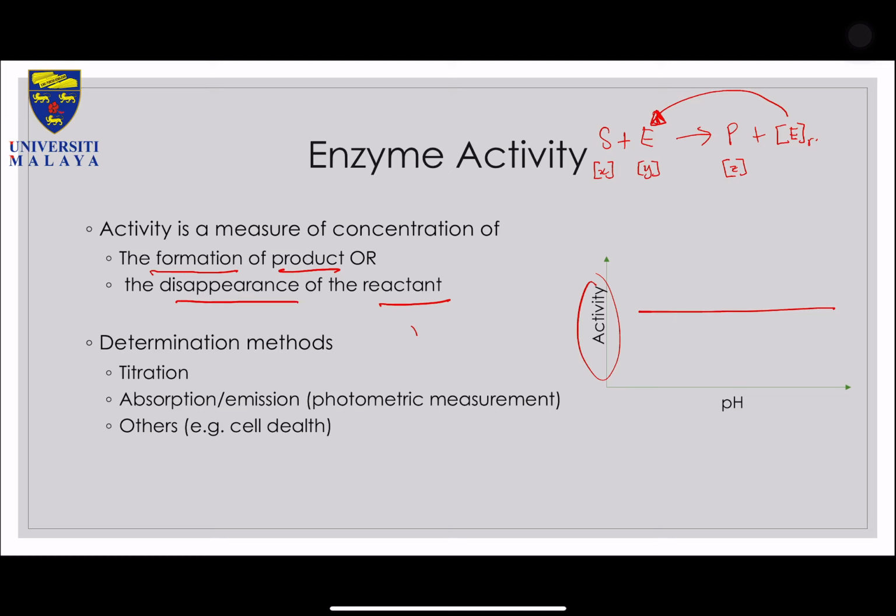Therefore, to determine the concentration of substrate or product, you can do some of these. For example, you can do a titration, maybe a colorimetric titration. When you did your Analysis 1 during your second year, if I'm not mistaken, you did a lot of titration reactions, right? If you translate that into an enzymatic activity, those are the same things that you are doing.